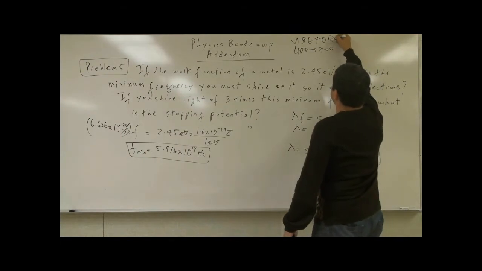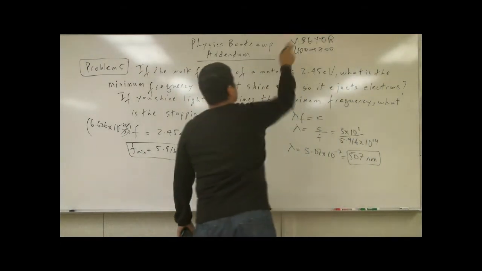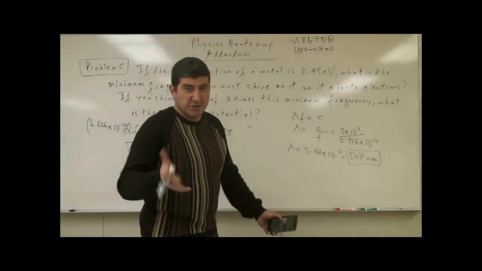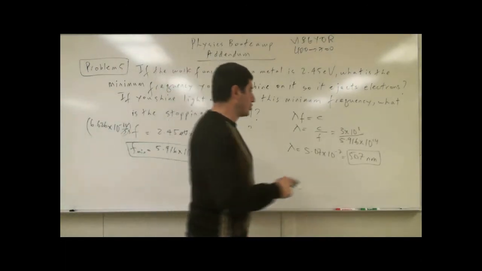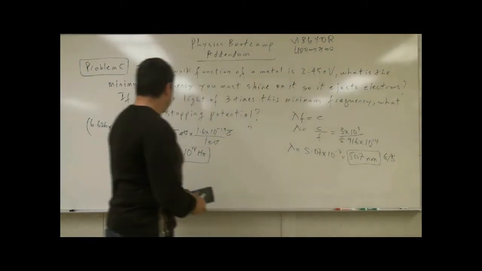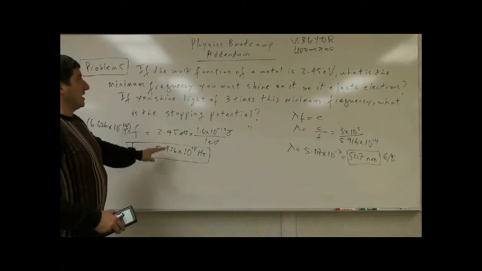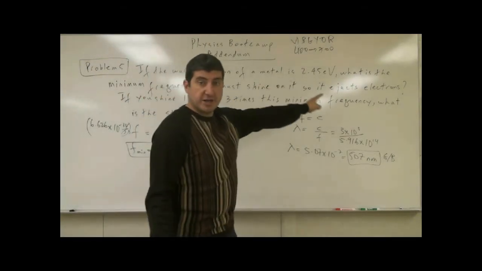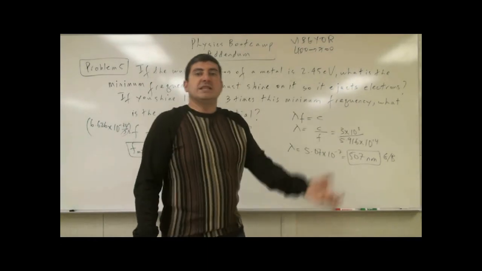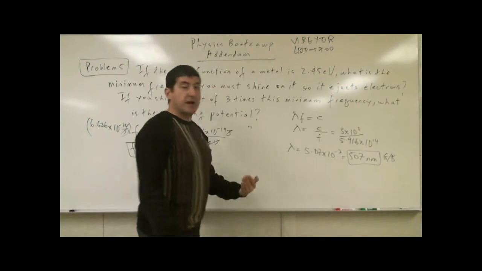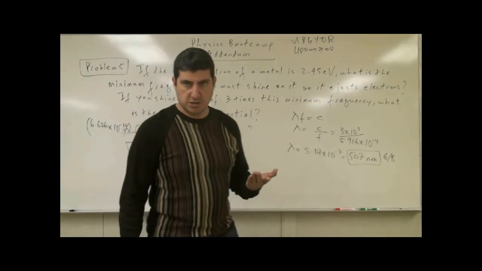700 is red, and as you go to smaller wavelengths, you get violet. So let's say, for the sake of argument, that this is green verging towards blue, so let's just say green-blue. What that means is that in order to emit electrons from a metal which has a work function of 2.45 electron volts, we need light of minimum wavelength corresponding to a green-blue color, right?